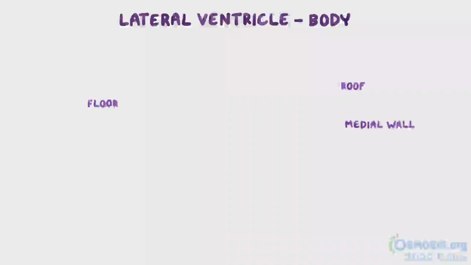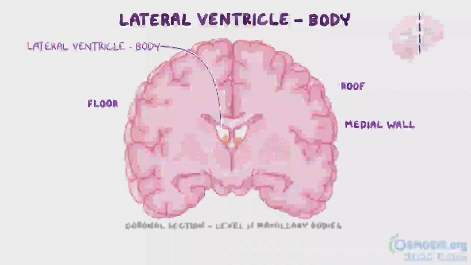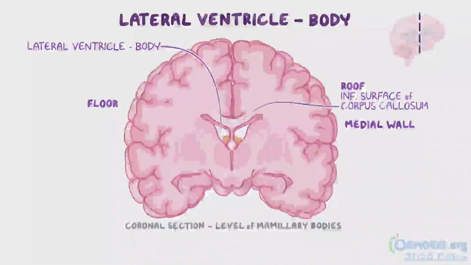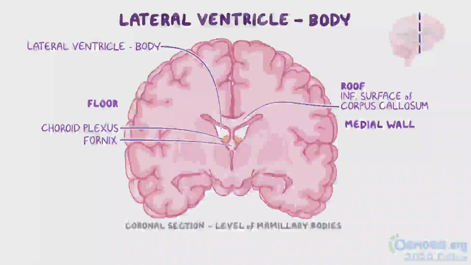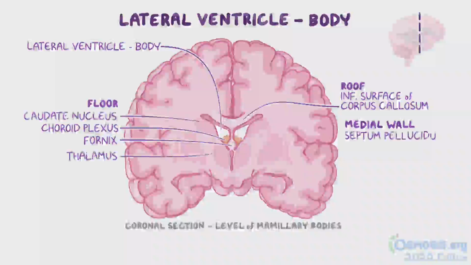On a coronal section of the brain, you can see that the roof is formed by the inferior surface of the corpus callosum. The floor, on the other hand, from medial to lateral, is formed by the fornix, choroid plexus, lateral part of the dorsal side of the thalamus, and the caudate nucleus. Medially, the septum pellucidum extends from the corpus callosum to the fornix, separating the left and right lateral ventricles.